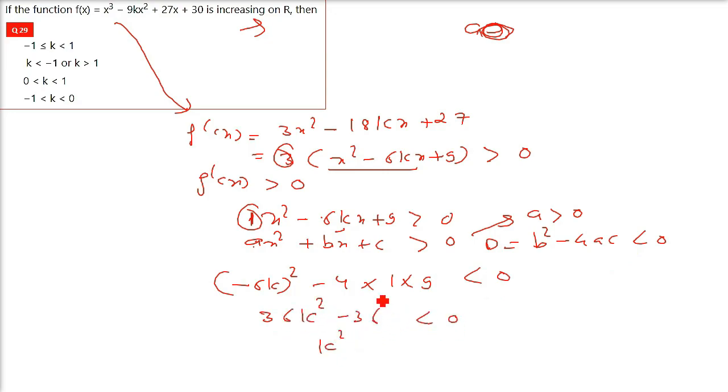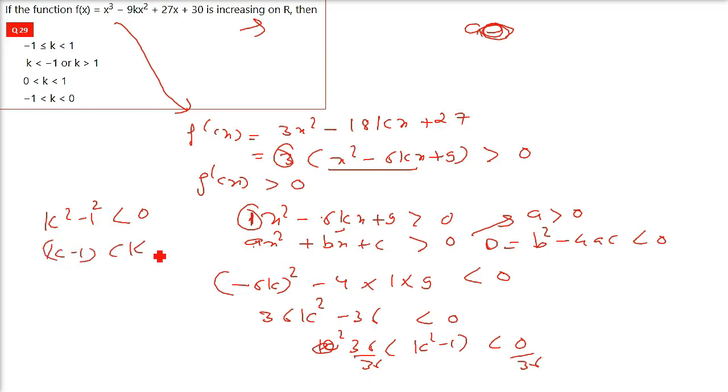I am taking 36 common. We will divide both sides by 36. So you'll get k square minus 1 less than 0. So k square minus 1 is less than 0. It is k minus 1 into k plus 1 is less than 0.